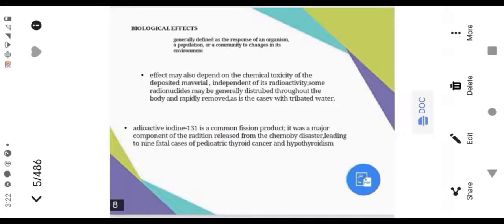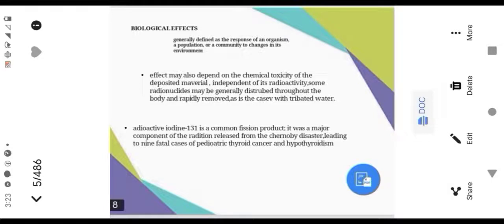Biological effects are generally defined as the response of an organism, a population or a community to change in its environment. Effects may also depend on the chemical toxicity of the deposited materials, independent of the radioactivity. Some radionuclides may be generally distributed throughout the body and rapidly removed, as is the case with tritiated water.